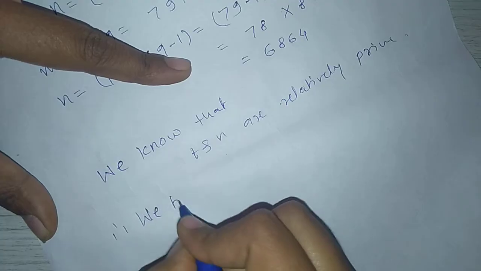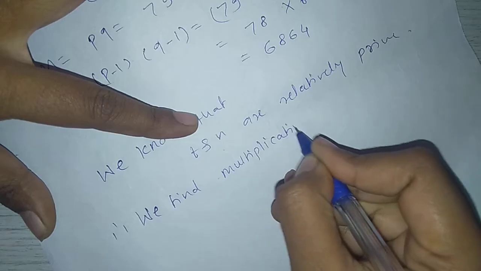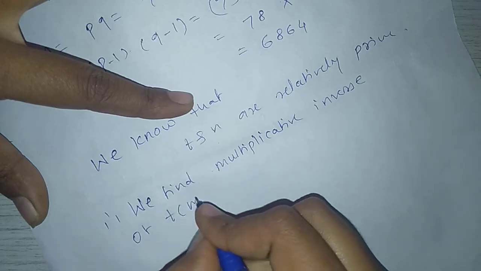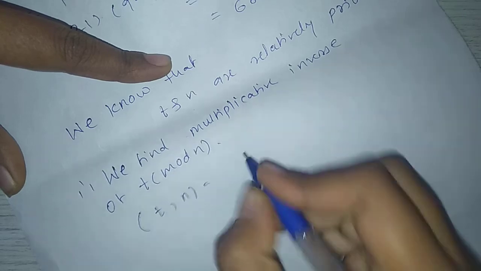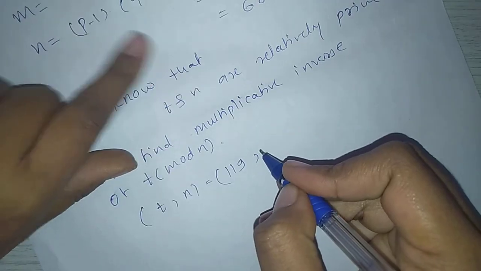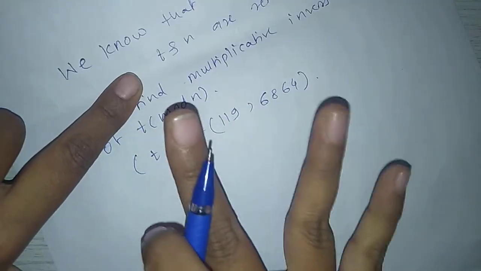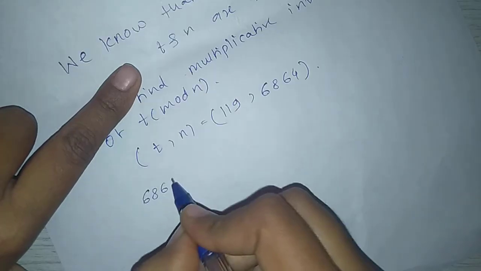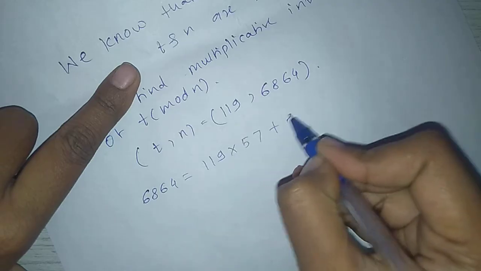Therefore, we find multiplicative inverse of t modulo n. Here t is 119 and n is 6864. Now apply division algorithm on t and n. So 6864 equal to 119 into 57 plus 81.